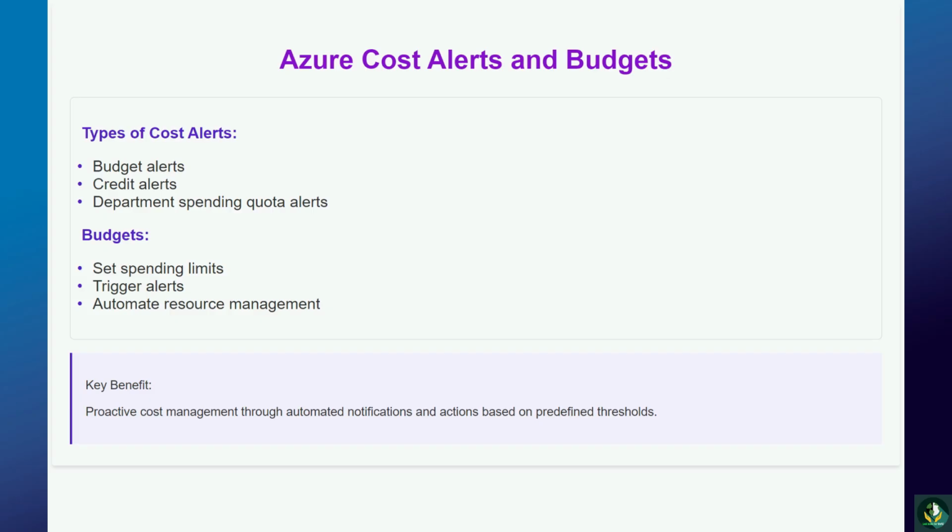Designate alert recipients carefully. Ensure that the people receiving alert notifications are in a position to take action if needed. Regularly review and adjust. Your budgets and alert thresholds should be reviewed regularly and adjusted based on changing business needs and spending patterns. Leverage automation. Where possible, use budget-triggered automation to take immediate action on non-critical resources when thresholds are reached. Combine with tags. Use Azure tags in conjunction with budgets to create more targeted and meaningful budget tracking.